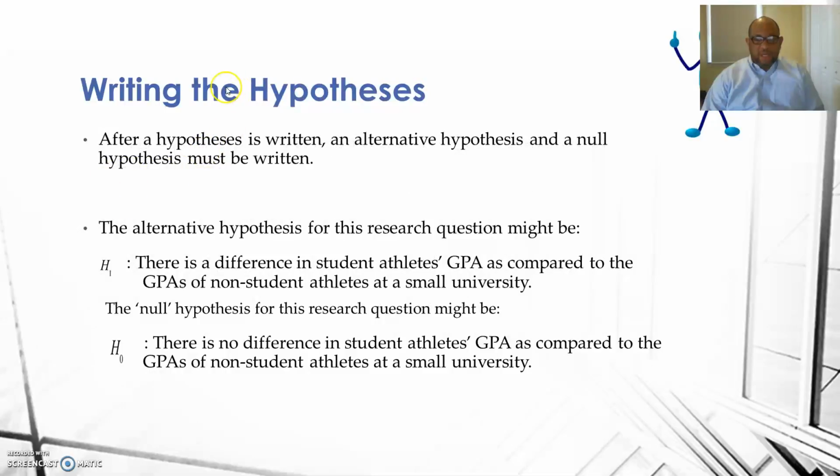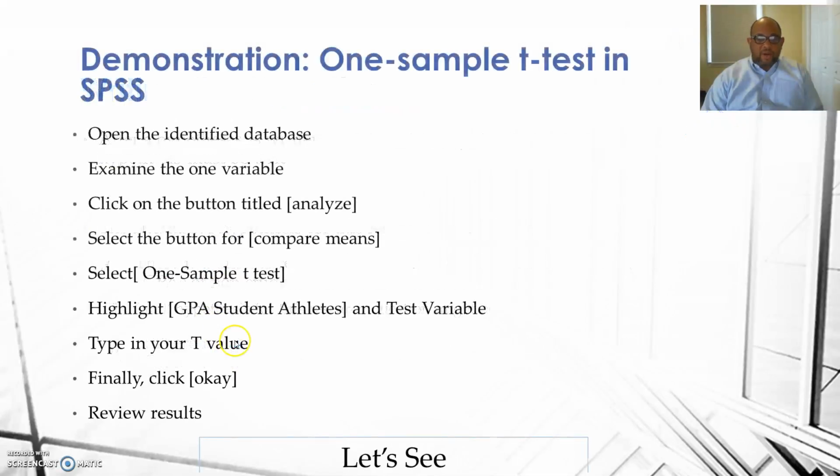You can see our hypothesis here. We have a null and we have an alternate. The alternate is there is a difference in student athletes' GPA as compared to the GPAs of non-student athletes at a small university. In the null, there is no difference in student athletes' GPA as compared to the GPAs of the non-student athletes in a small university. So you have your null and you have your alternate.